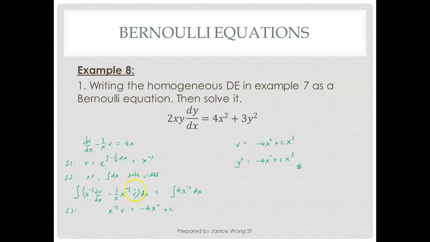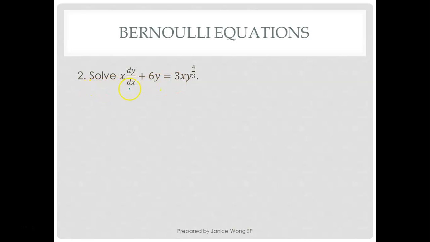Let's see one more example. Number 2, solve this. First, let's divide this equation by x. We get dy over dx plus 6 over x y equals 3y to the power of 4 over 3. So this is actually a Bernoulli equation. dy over dx plus p(x) y equals q(x) times y to the power of n, where n is 4 over 3, q(x) is actually 3, and p(x) is 6 over x here.